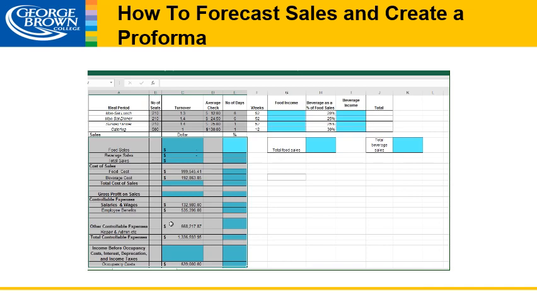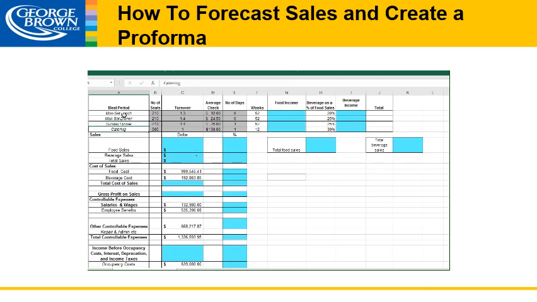Okay, so any blue cells are ones that we have to solve for. And in our forecasting section here, we have each meal period broken down. So Monday to Saturday lunch, Monday to Saturday dinner, Sunday dinner because we're not open for lunch, and then we also have the catering side of the business.